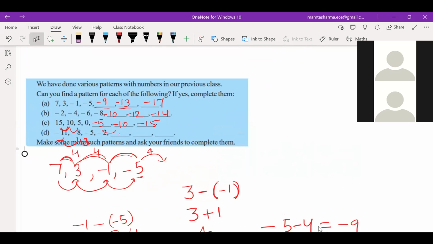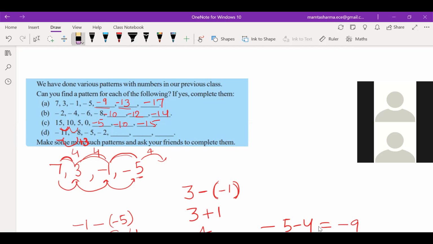Here what will come? Minus 1. No, ma'am, pause. First one is minus 1. Second one is minus 3. Minus 2? No, ma'am, I'm telling. Ma'am, why will it be minus 1? Ma'am, it will only be 1. It would be positive 1, positive 4, positive 7.